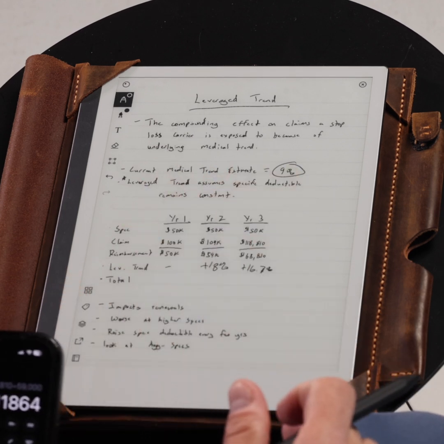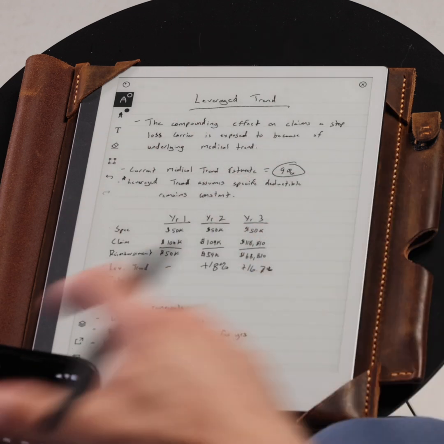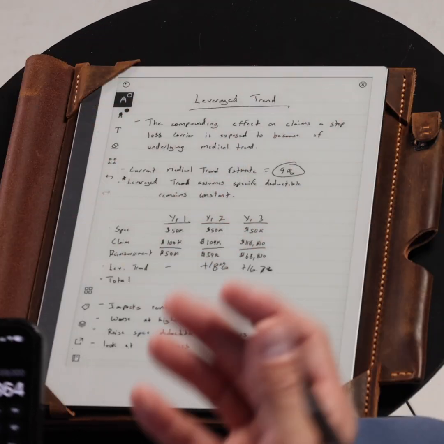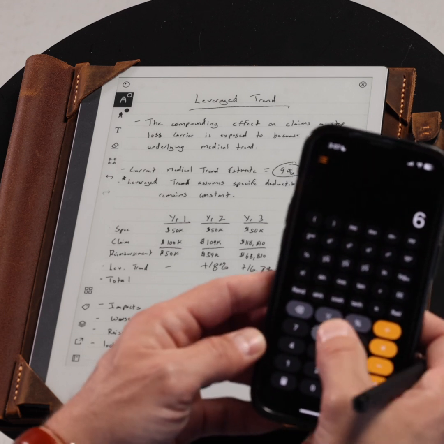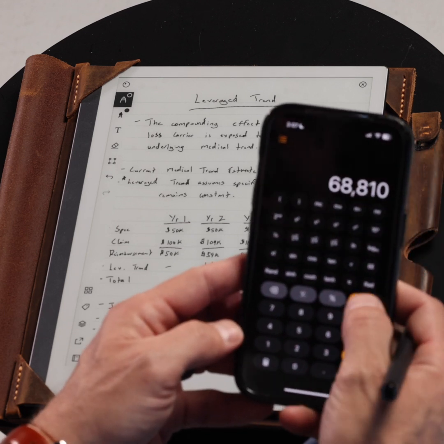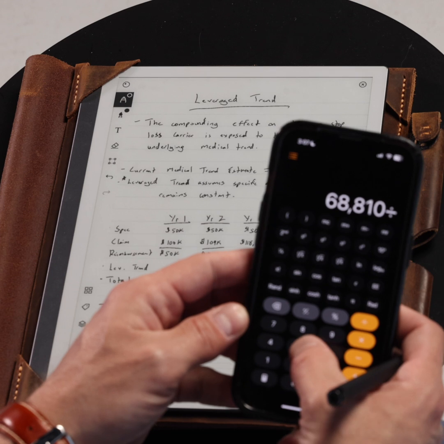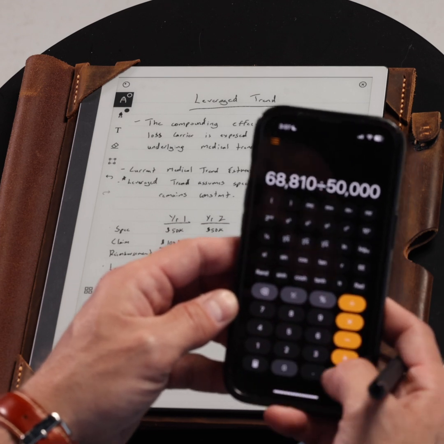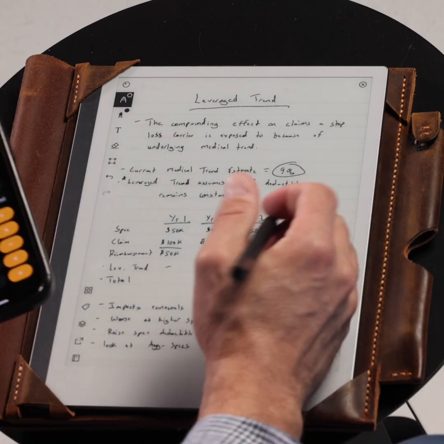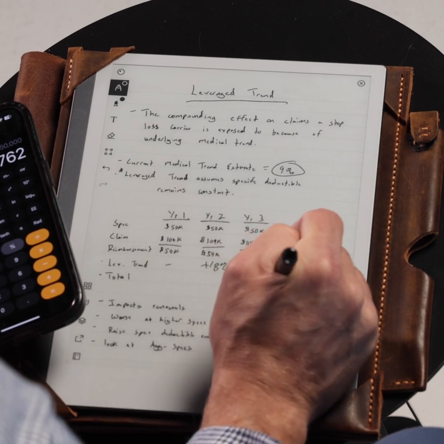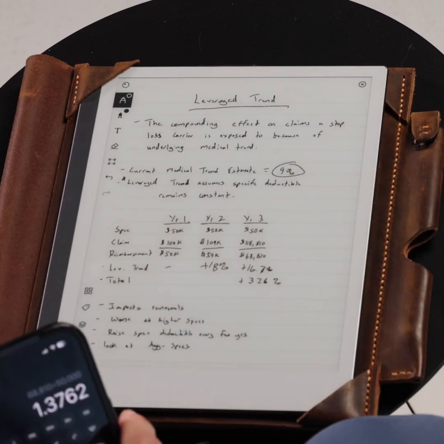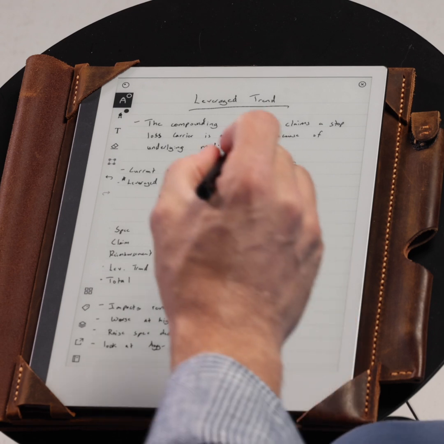The really interesting thing is what happens in the total leverage trend over that 2-year period. So if I took that $68,810 and I divided it by the original reimbursement of $50,000, that's actually a 37.6% increase in 2 years of what the stop loss carrier is reimbursing for the exact same claim because of underlying medical trend.